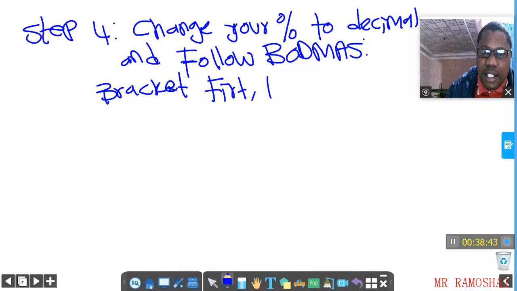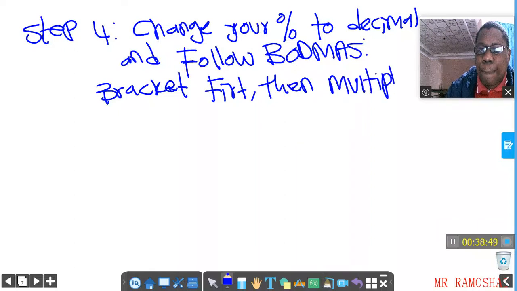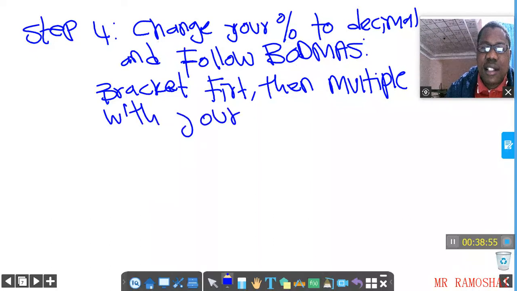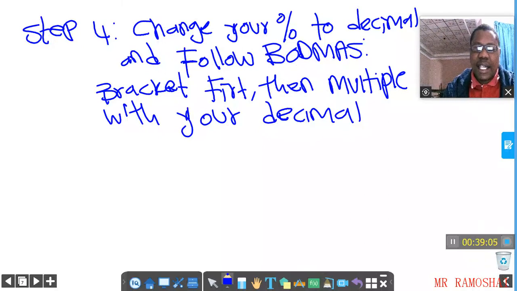Then multiply with your decimal. Remember, now you no longer have a percentage, you have a decimal. So now, after working inside the brackets, you will get one amount. Then that amount, what do? You multiply with your decimal, right?